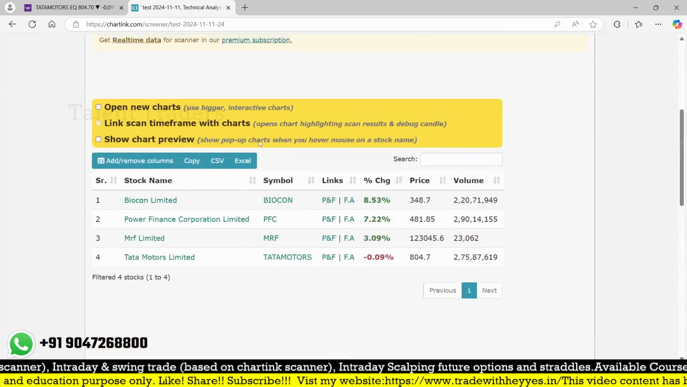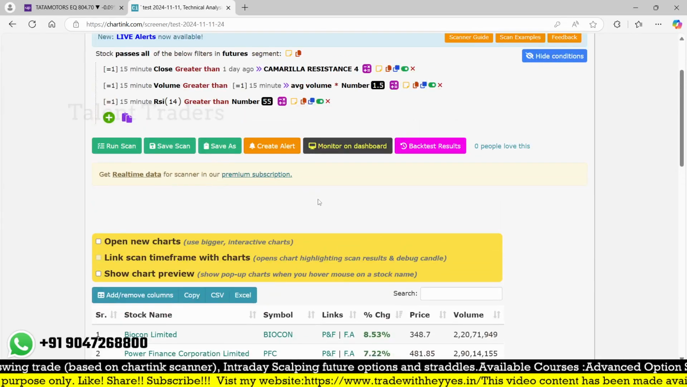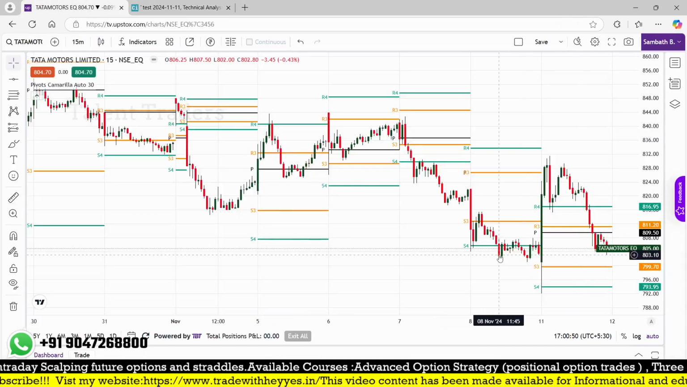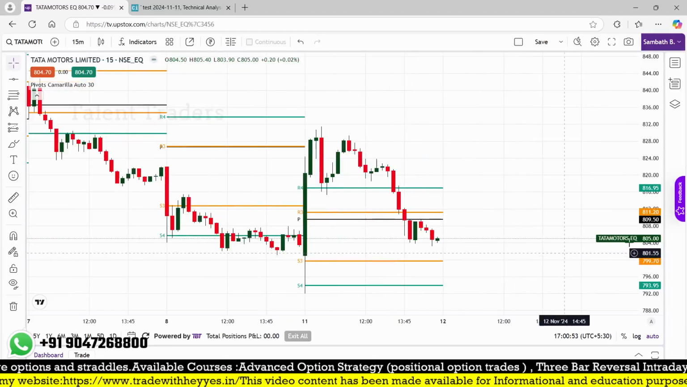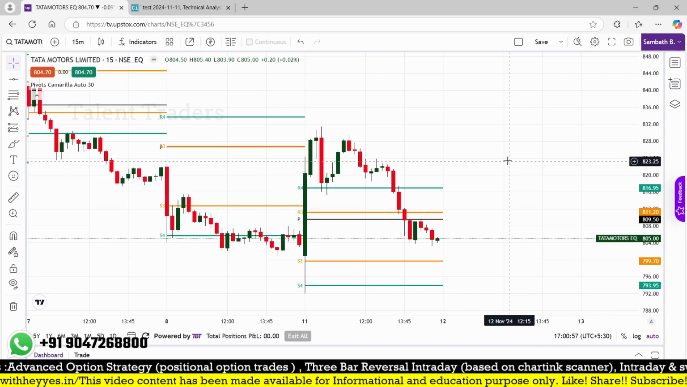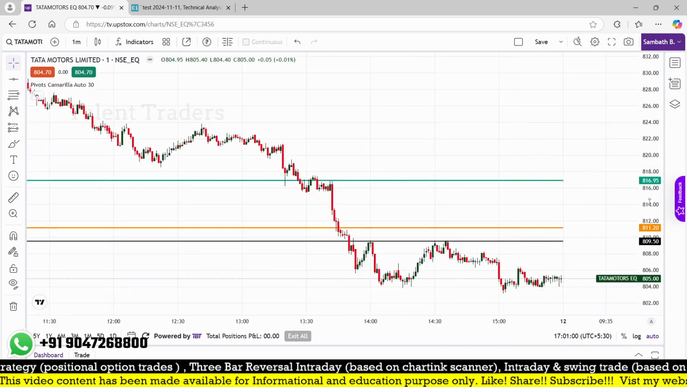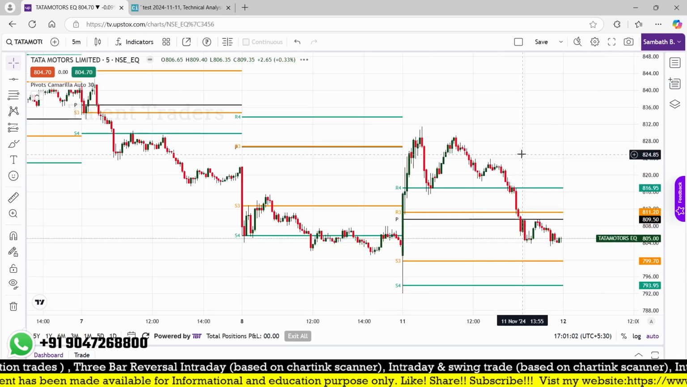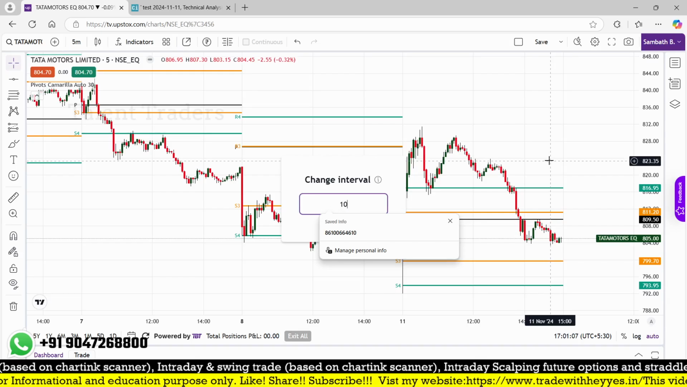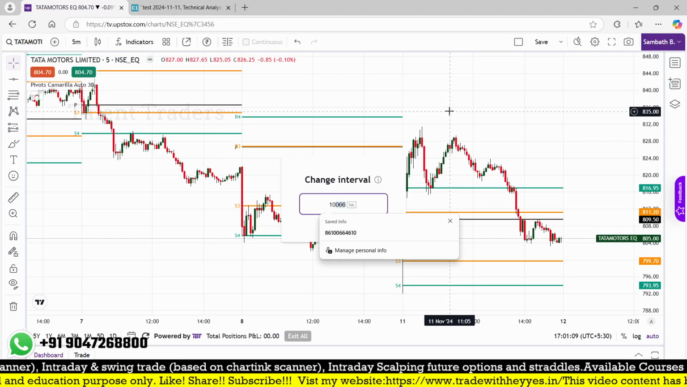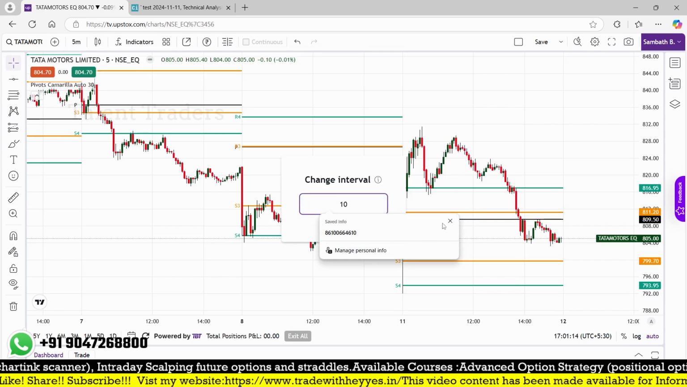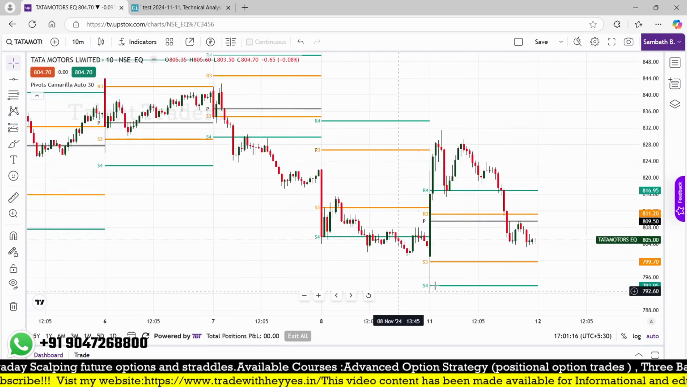Why? Because the Camarilla level is calculated on a daily basis, and the Camarilla level never changes even if you change the time frame of any stock. For example, Tata Motor 816.95 is the R4 level and 793.94 is the S4 level. If I keep a 1 minute time frame, the level is not changed. 5 minutes, still the level is not changed, and 10 minutes, I think 10 minutes is not working. Yeah, so the level is not changed.